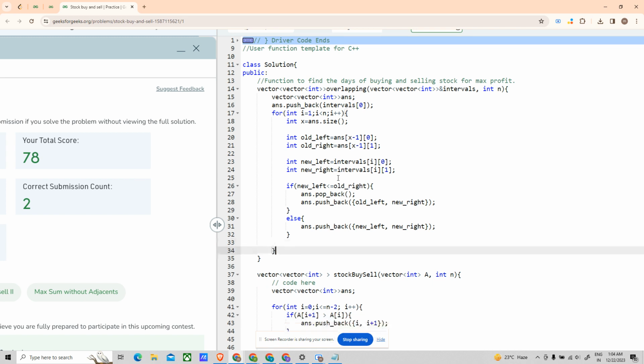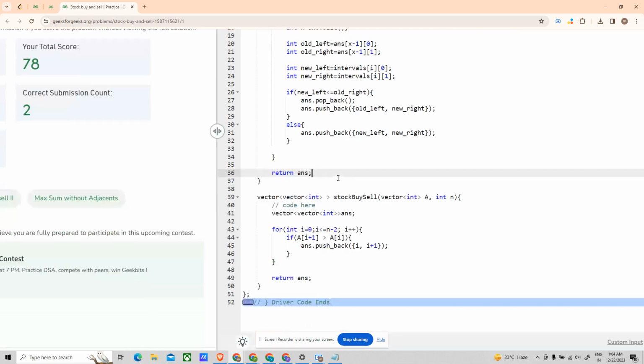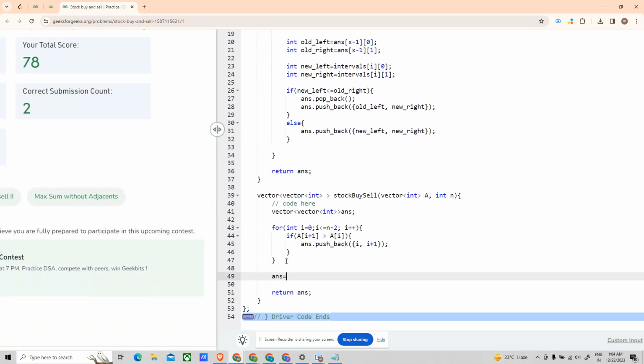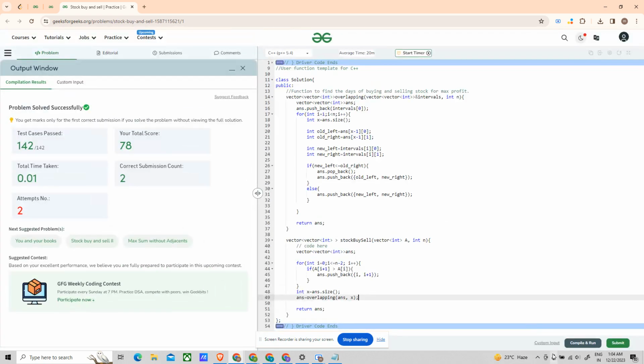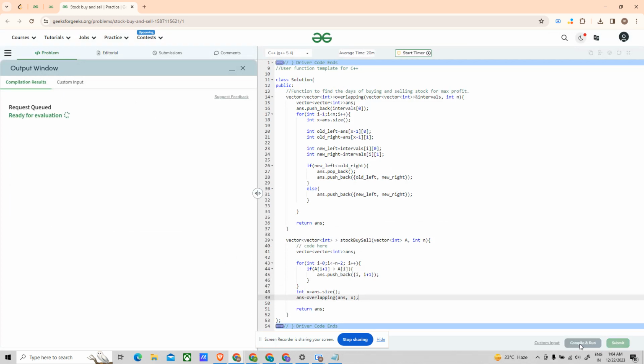Sorry, return the answer. Okay. Here, answer equals, int x equals answer dot size. Answer equals, what was the name? Overlapping, send answers with x, and then after that return answer. Let's see what happens. Correct. And it is working correctly for submit also.